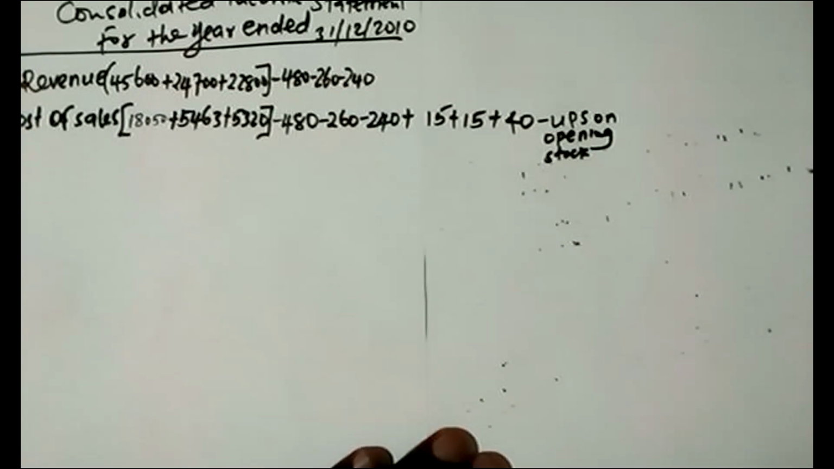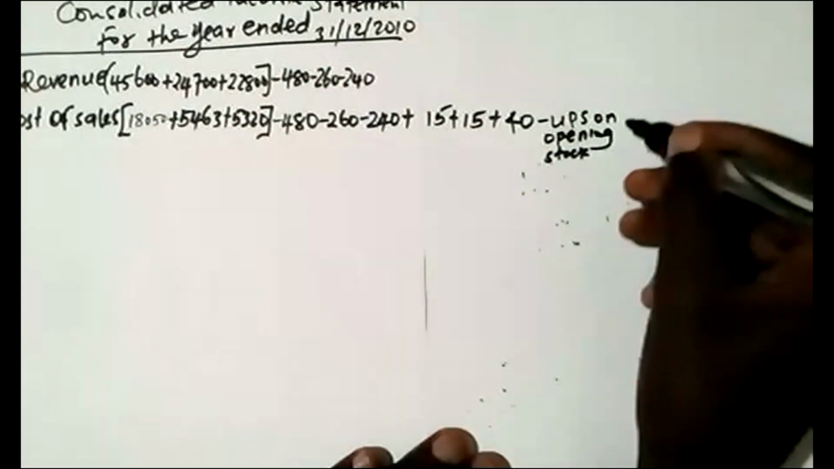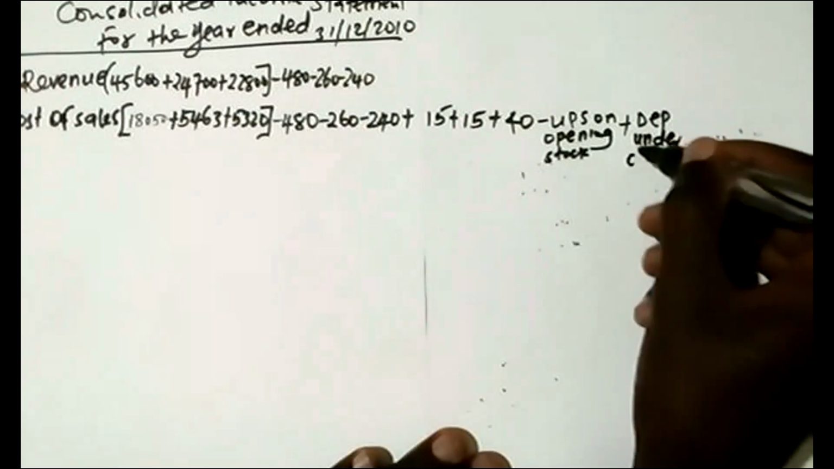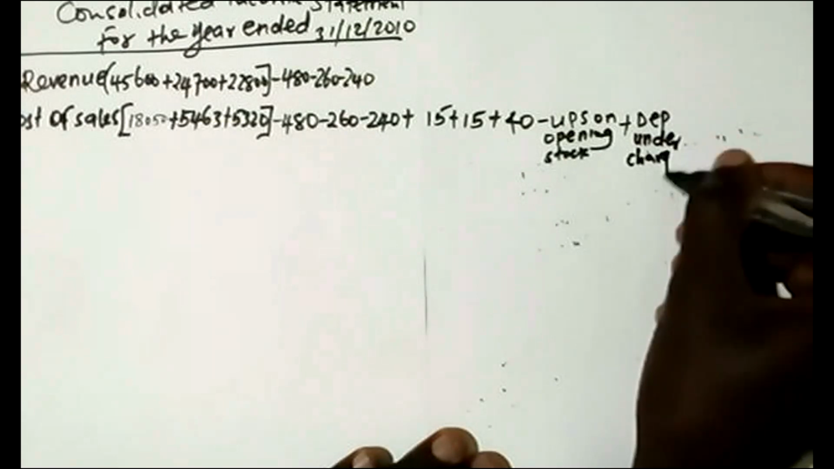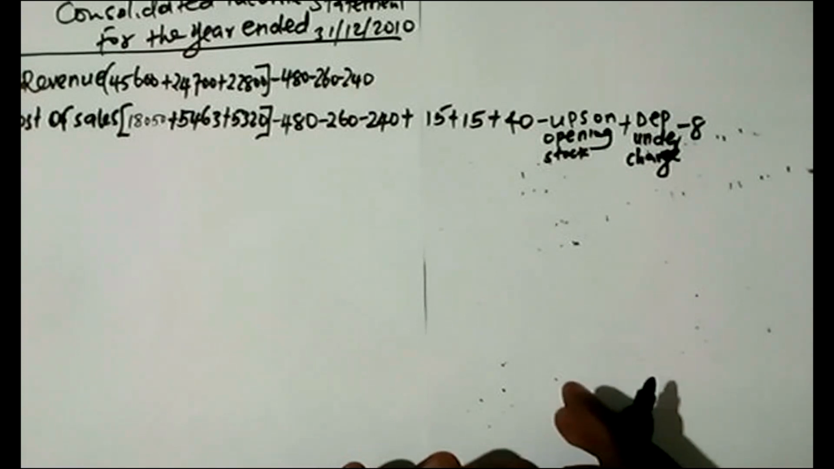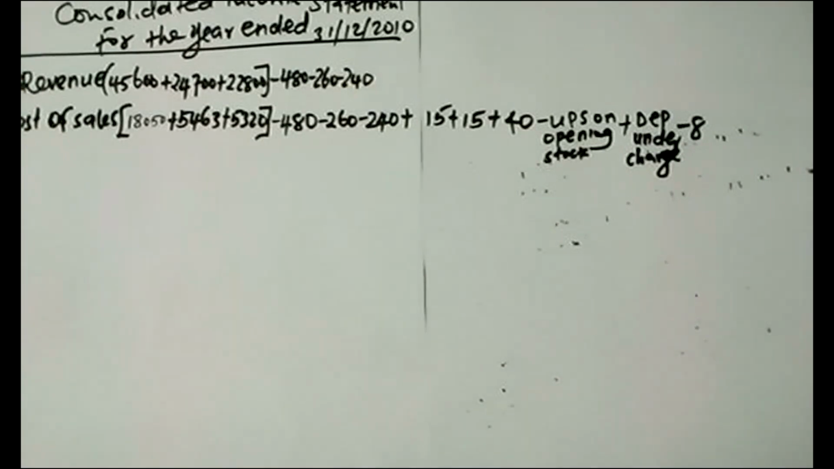Then for the depreciation overcharge and undercharge: for the overcharge, that one is subtracted, and for the undercharge, it's supposed to be added. So you add the depreciation undercharge, then you minus the overcharge. Remember that depreciation undercharge arises due to revaluation, and there was no revaluation in this question.